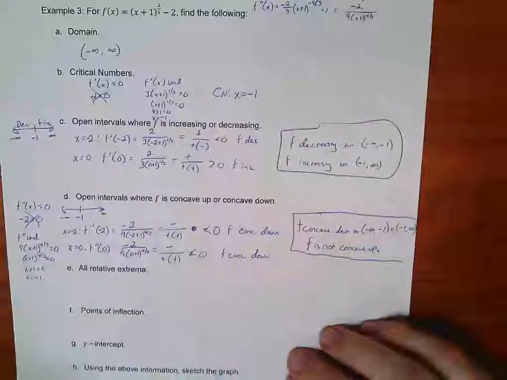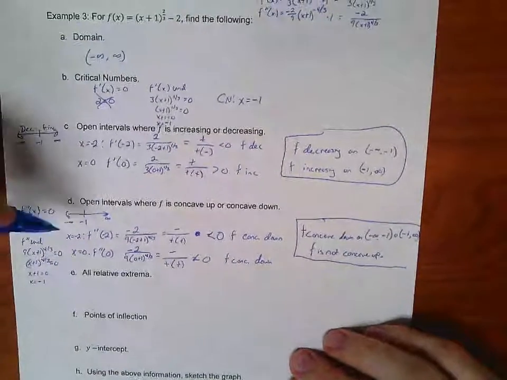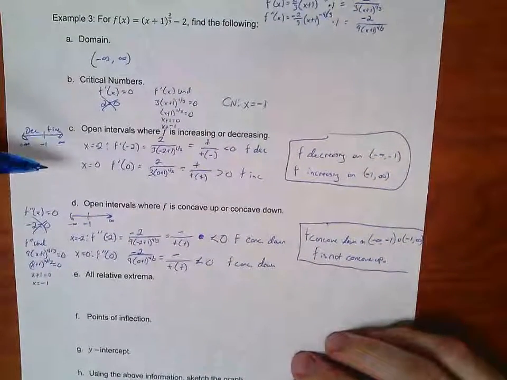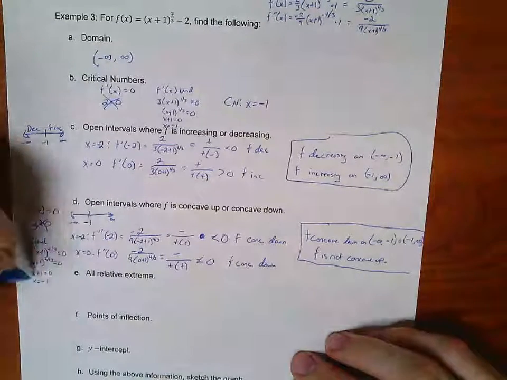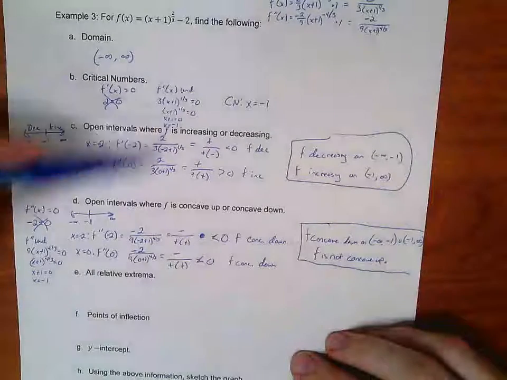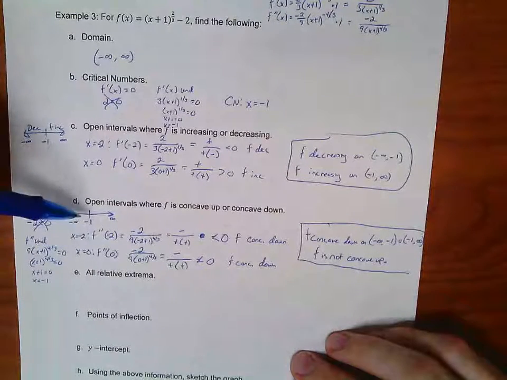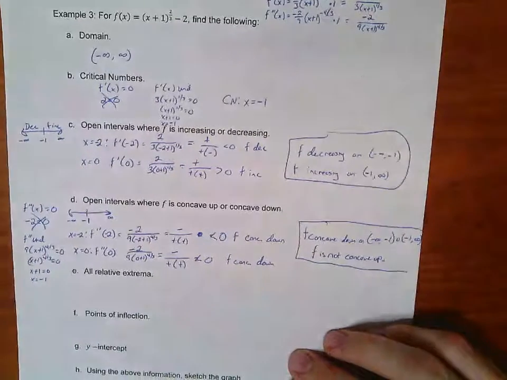Alright, next thing we want, relative extrema. So in this case we have to use the first derivative test. Well, we could use the second derivative test. But what happens if you plug in your critical number -1 into the second derivative? We already know the second derivative is 0 there, so the second derivative test would fail. You would have to use the first derivative test in this case.